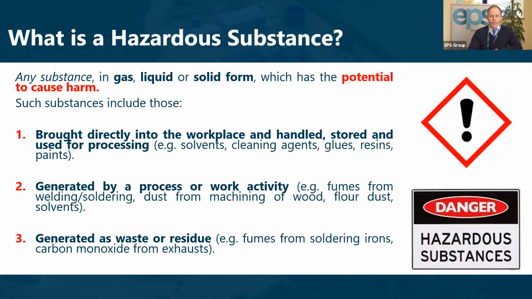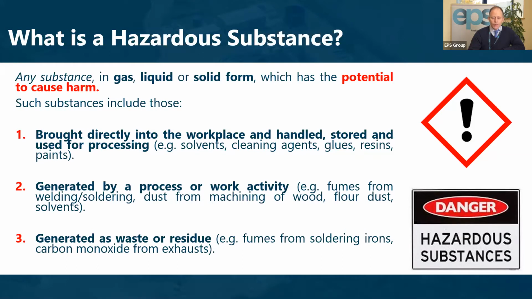Okay. So what is a hazardous substance? What could a hazardous substance be when you're working in EPS? It can be either in gas, liquid or solid form, which may have the potential to cause harm. That's what the definition of it is. Such substances include substances that were brought directly into the workplace and handled, stored and used for processing. Examples would be resins, solvents, glues, paint.